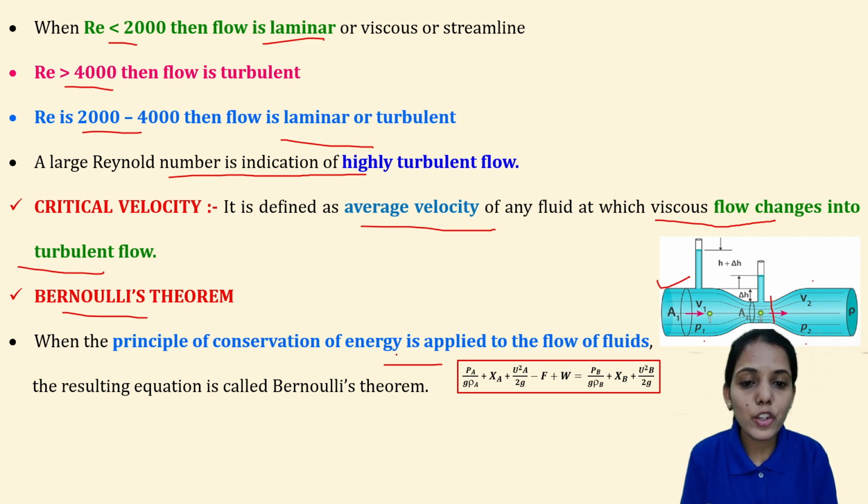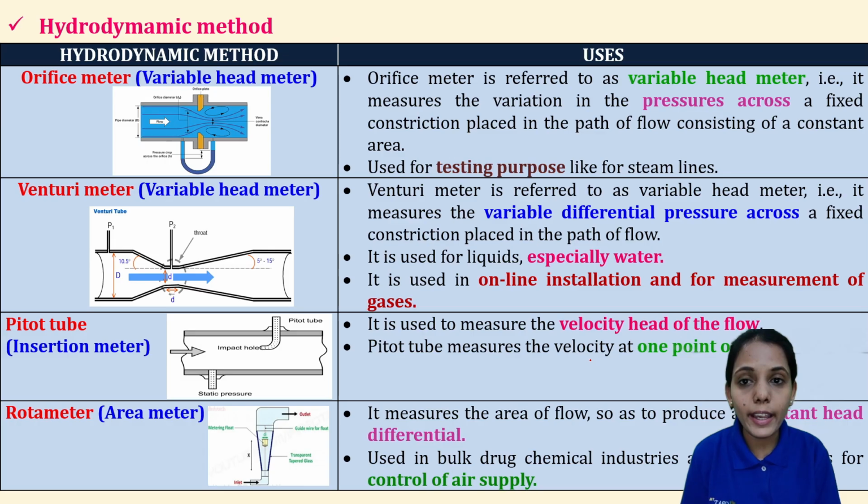When the principle of conservation of energy is applied to the flow of fluids, the resultant equation is known as Bernoulli's theorem. So Pa divided by g into rho, plus Xa, plus u squared a divided by 2g, minus F, the force or work done, at point A, is equal to Pb divided by g into rho, plus Xb, plus u squared b divided by 2g. So this is nothing but conservation of energy. The energy or work done at point A has been utilized at B. So both are equal. This indicates conservation of energy at point A and B.